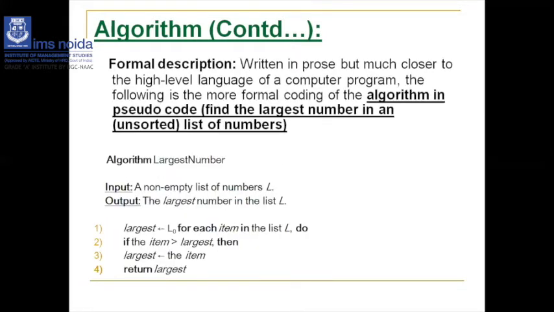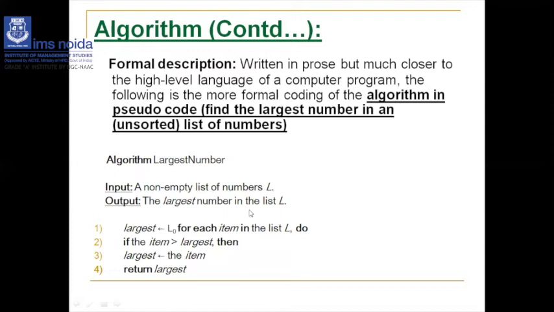So you can write this in the form of pseudocode also. To write the algorithm in pseudocode, you will write here: input is a non-empty list of numbers L. Output is the largest number in the list, and you will assign the largest variable as the first element, then for each item in the list.